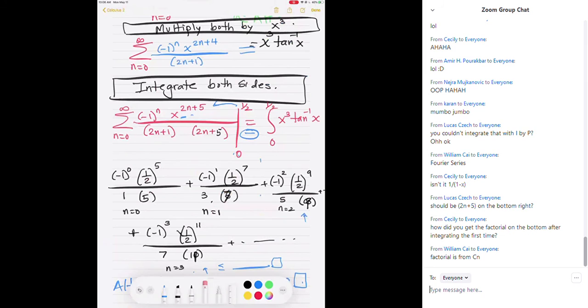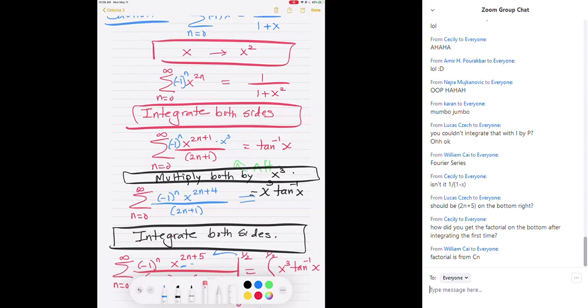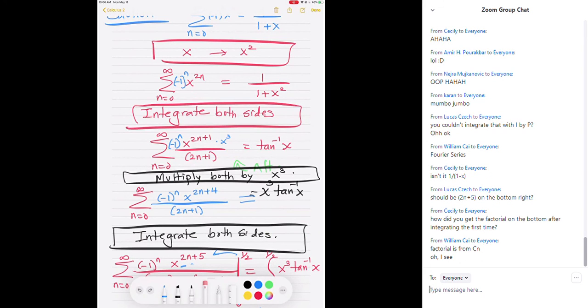No, William, we are not going to go with Cn with this one. And even if you go with Cn, you will notice that things cancel, just like the last time. So Cecily is right. I shouldn't have had a factorial there. I was rushing. So my bad, because we just integrated here. Sorry. So we just integrated here one more time. Yeah, that was all me. So are we okay there?